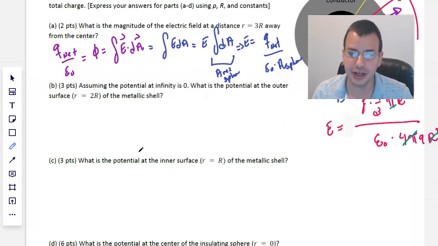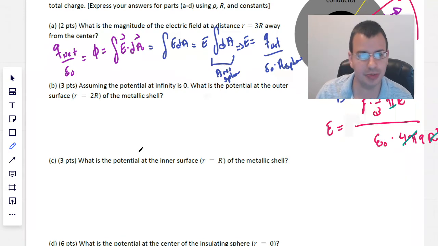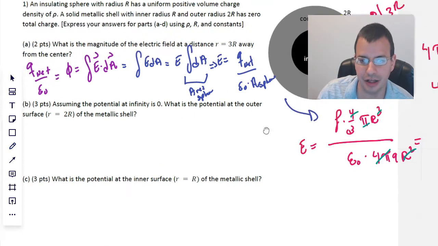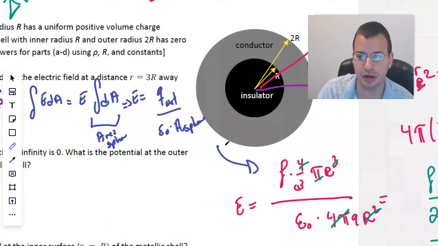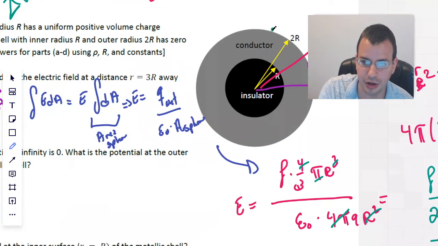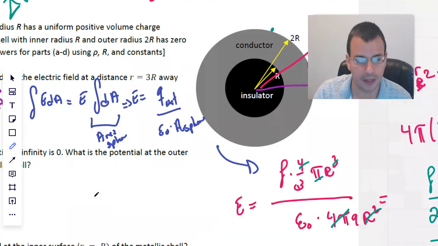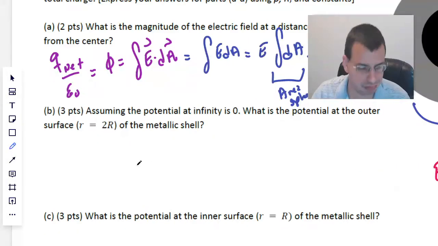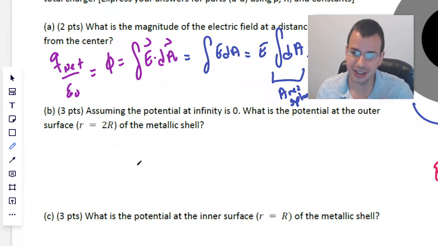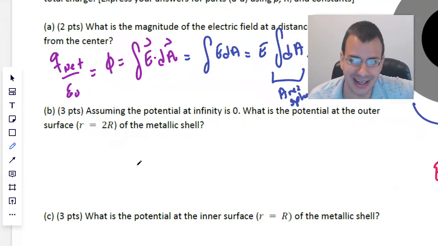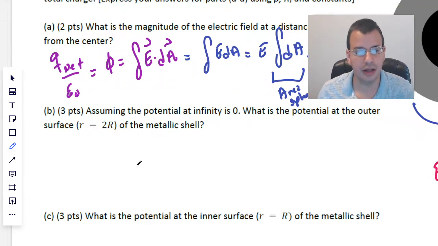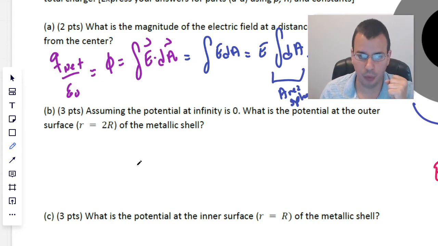Assuming the potential at infinity is 0, what is the potential at the outer surface, R equals 2r, of the metallic shell? All right, so we're going to try to find the potential at that point right there. There are different ways of doing it. The definition of potential is the energy required to bring a test charge from infinity, most likely, to whatever point you're trying to test potential for.